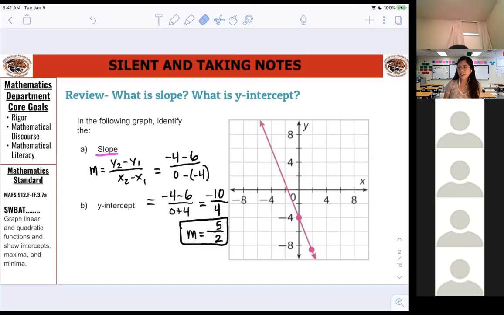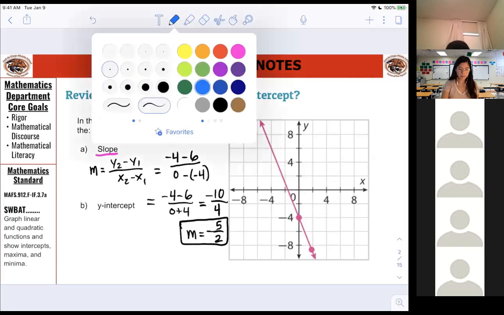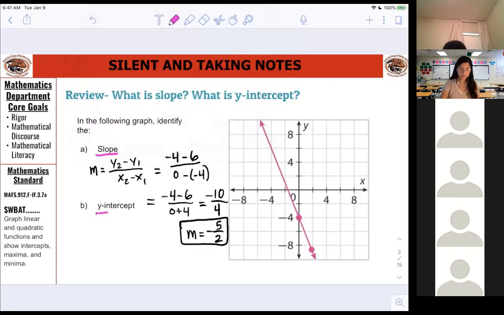What does the y-intercept mean? I'm looking at where? Where on this graph? Think about it. What does the word y-intercept say? Where am I looking? The y. The y, okay. So look on the y, what do you see?